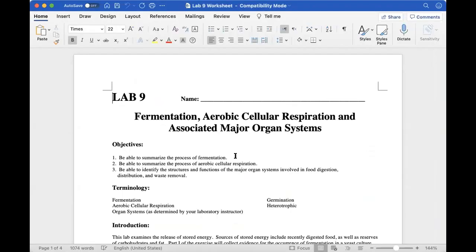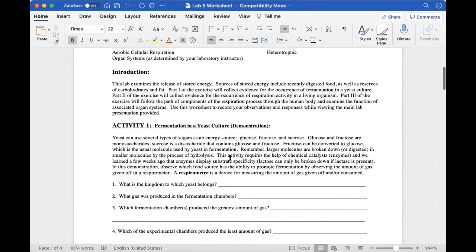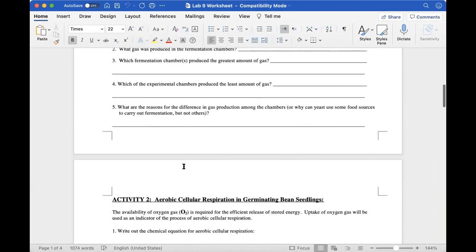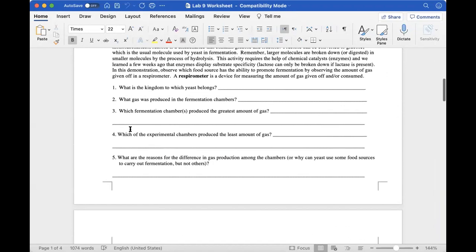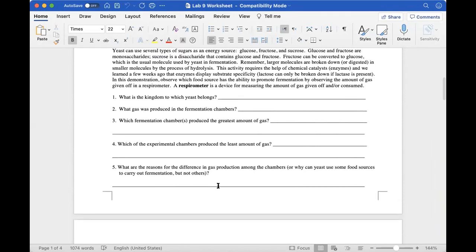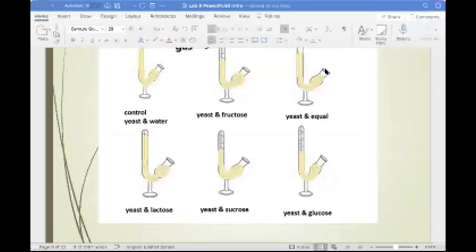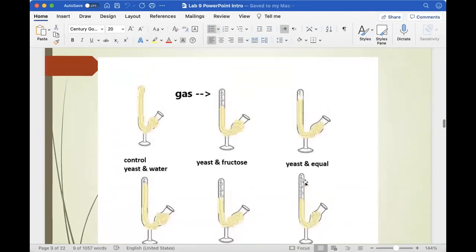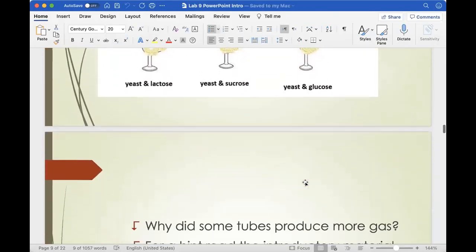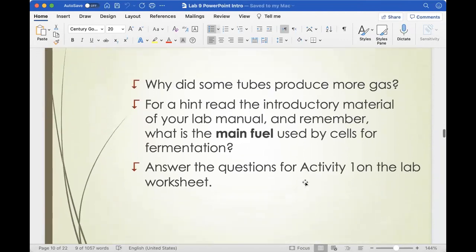So for the lab worksheet, you'll have to answer a couple introduction questions, which we talked a little bit about here. And then it'll ask which chamber produced the greatest amount of gas and which produced the least amount of gas, and what are the reasons that you can notate from that. And again, you'll have to use this slide to determine which produced the greatest amount of gas. All right, and if you have any questions about that, you should be able to get all the answers from either this PowerPoint or the worksheet.